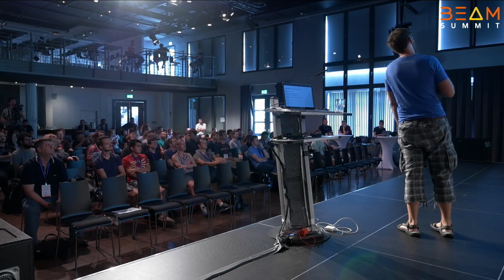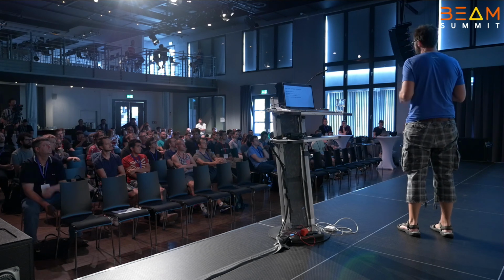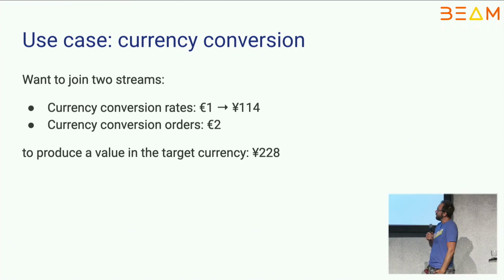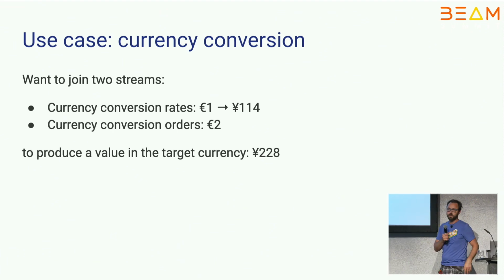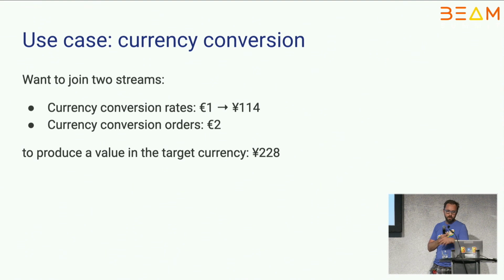But imagine we want to join two streams. We want to join a stream of currency conversion rates, so, for example, one euro converts to 114 yen, with a stream of currency conversion orders. So I've got 2 euros. I want to convert this to yen at a given point in time. And doing so would produce a value in the target currency of, say, 228 yen.